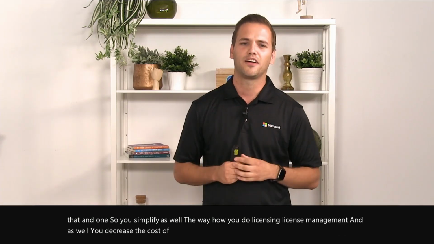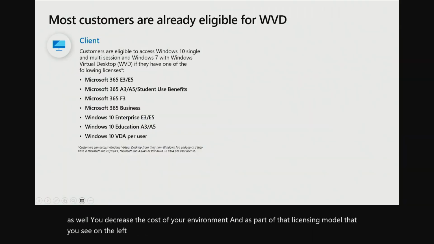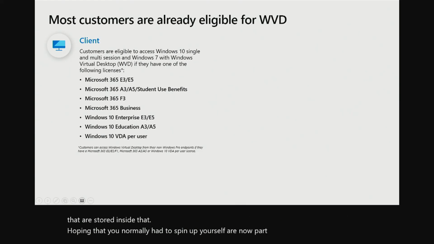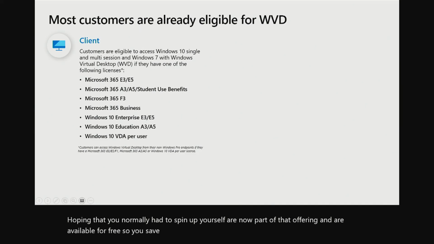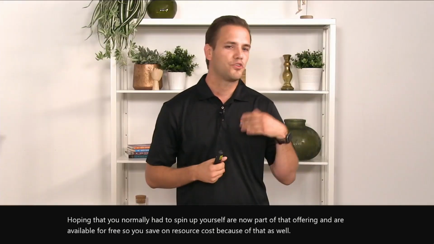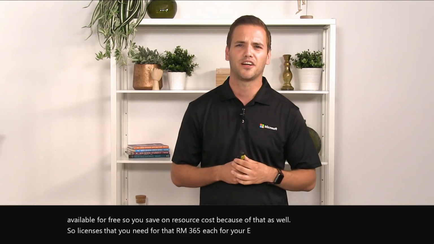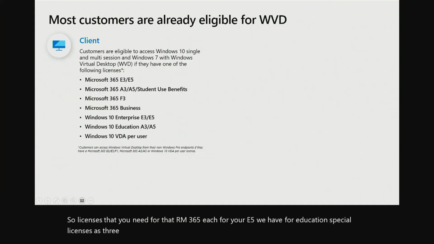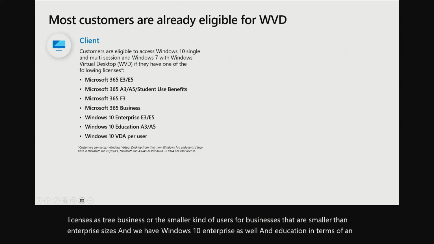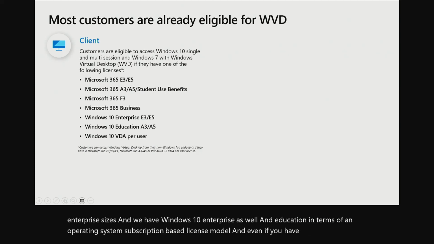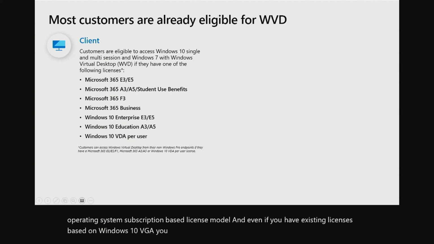As part of that licensing model that you see on the left side, you get the control plane offering for free. All those services inside the control plane that you normally had to spin up yourself are now part of that offering and are available for free, so you save on resource costs as well. The licenses you need are M365 E3 or E5. We have special licenses for education, F3 and Business for smaller businesses below enterprise size, and we have Windows 10 Enterprise and Education as a subscription-based operating system license model. And even if you have existing Windows 10 VDA licenses, you can take advantage of those operating system benefits as well as the control plane that I just explained.